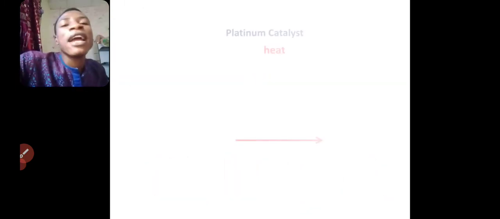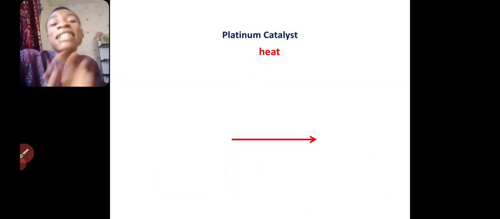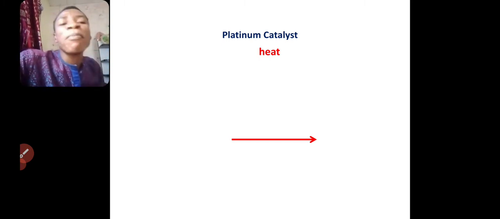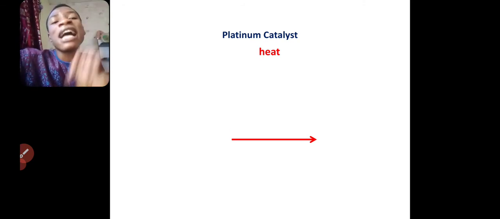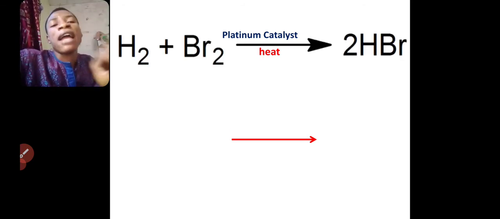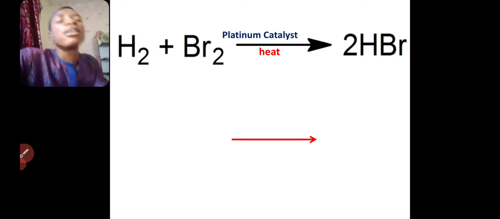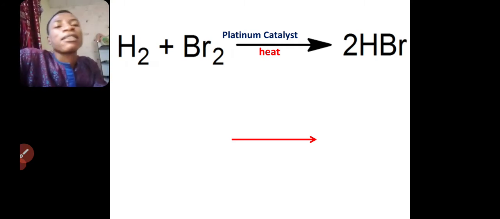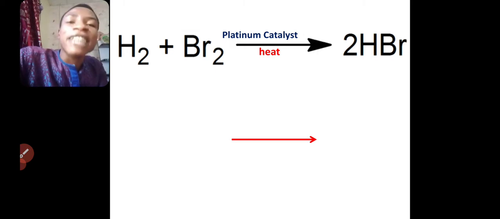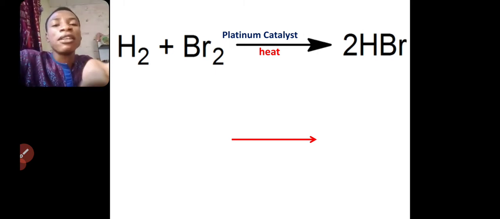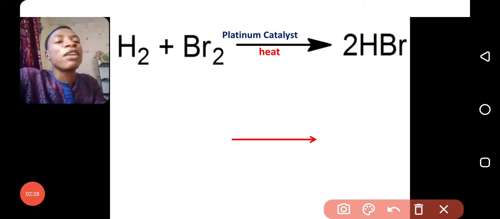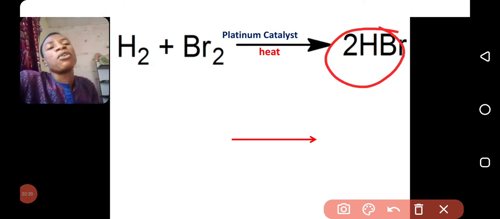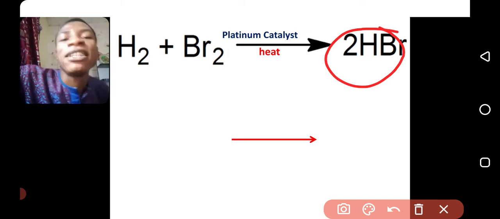How do we prepare binary acids? By direct combination of the elements inside. For example, if I want to prepare hydrobromic acid, HBr, I will react hydrogen and bromine together. I will heat them using a catalyst, in this case platinum catalyst, to give me the acid I am looking for, HBr. What is the meaning of a catalyst, by the way?